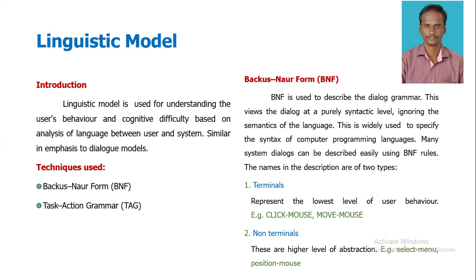The names in the description are of two types: one is terminal and the other is non-terminal. The terminal represents the lowest level of user behavior, for example, click mouse, move mouse. The non-terminals are a higher level of abstraction, for example, select menu, position mouse.